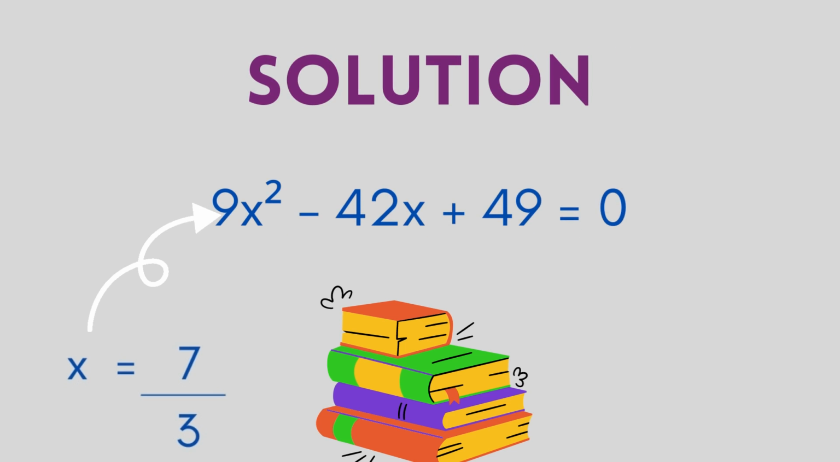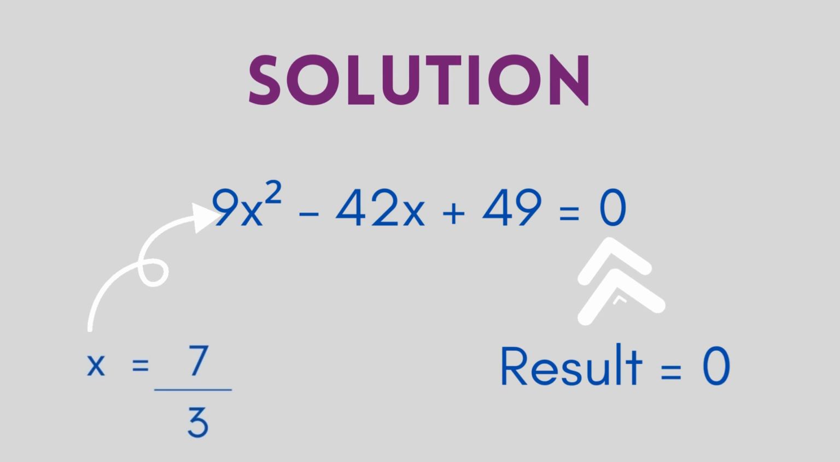When I say that these are my roots, I mean to say that when I put x is equal to 7 by 3 in the left hand side of this equation, I must get the result after simplification as 0.